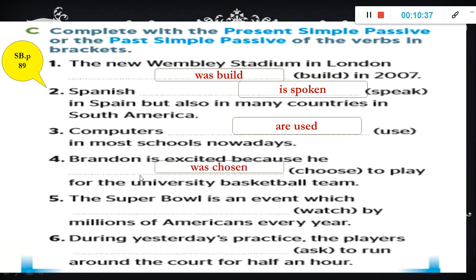Okay. Because he was chosen to play for the university basketball team in the past. Okay. Number five is watched. The Super Bowl is an event which is watched by millions of Americans every year. Every year, the present. During yesterday, the players were asked. So players here is plural, so I used were asked to run around the court for half an hour.